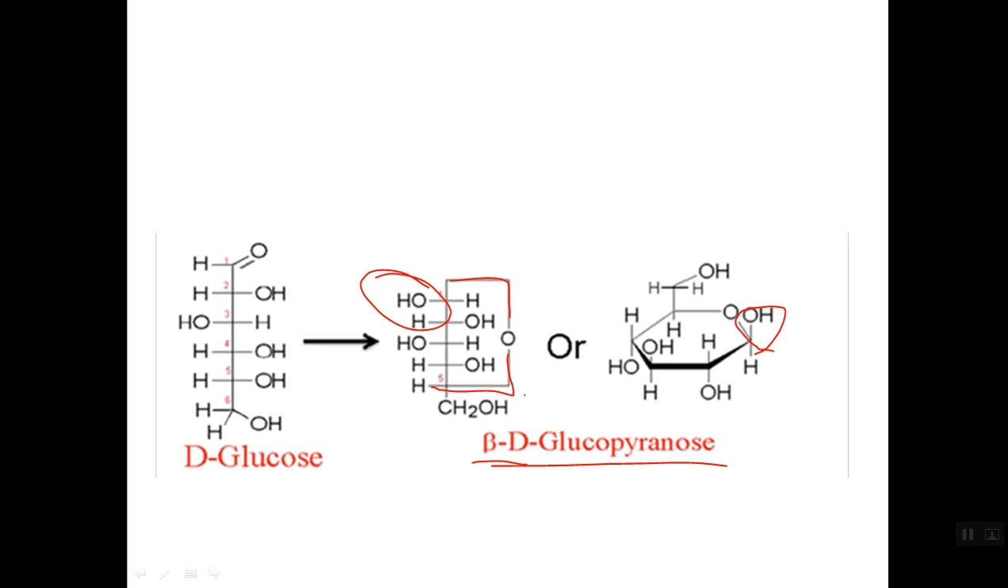Here also the OH is towards right side. That's why it is D, beta D. But on the C1 atom, we have the OH towards the left side. So it is beta D glucopyranose.